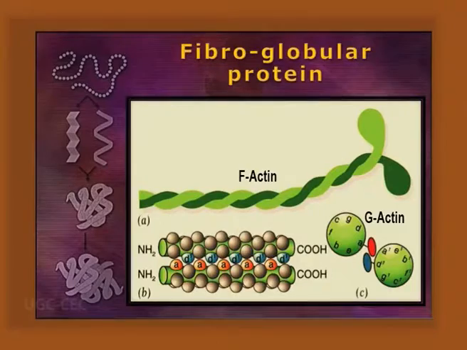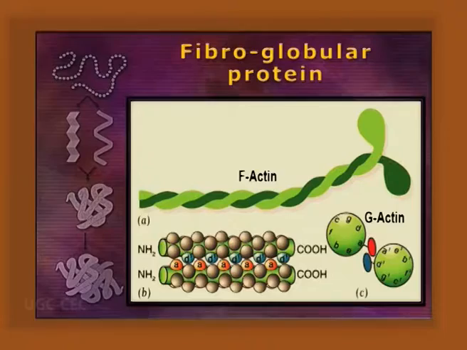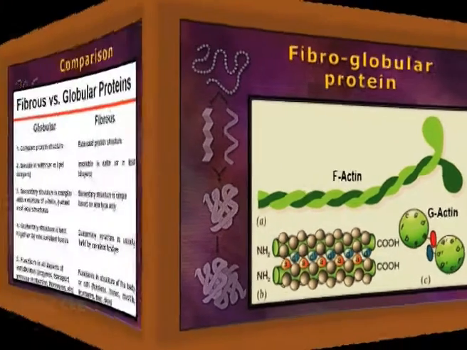Fibroglobular proteins. In some animals and plants, some such proteins are present. G-actin is globular, but when they polymerize, they make F-actin, a fibrous protein. Alpha and beta tubulin make microtubules, which are fibrous in nature. So that is called a pseudoglobular protein. They are not truly globular or truly fibrous. Globular proteins make the fibrous structure.